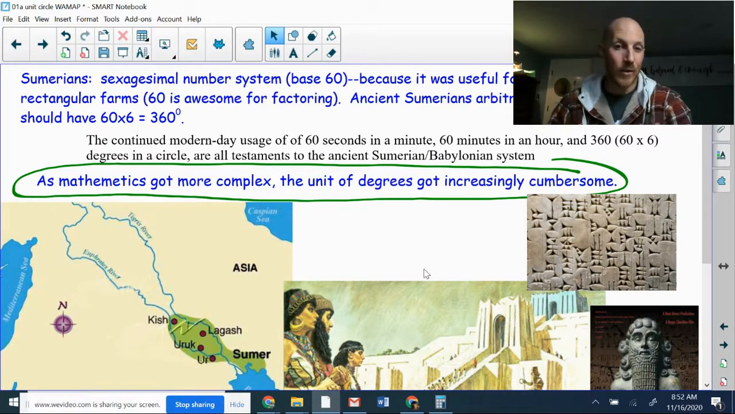Same for the calendar. Their calendar had 360 days that counted. And then they knew that didn't quite work out. So they added 5 feast days or 5 holidays that didn't actually count towards the calendar. So it's 360 days makes a year, plus there's 5 extra days that don't count.